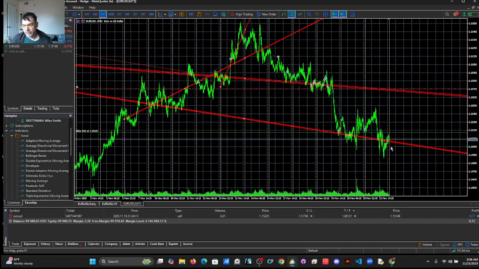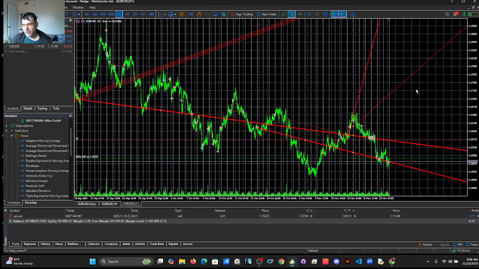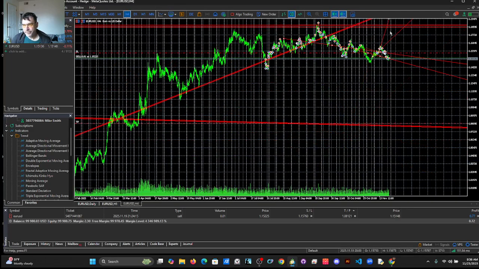That's one change. So how many times will it change the region until it hits one of these targets, either this trend line, this line, or this trend line? That's it. I'm going to keep it honest. That's what I'm documenting here, to see how many times it changes this region in order to hit one of these targets.